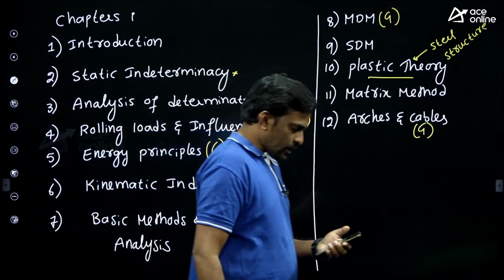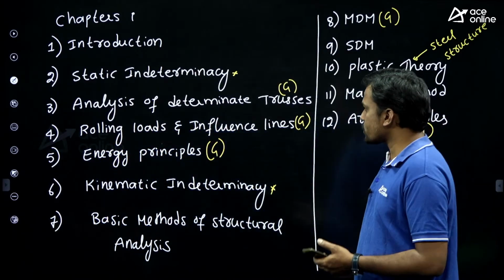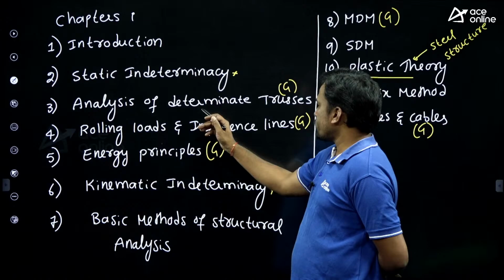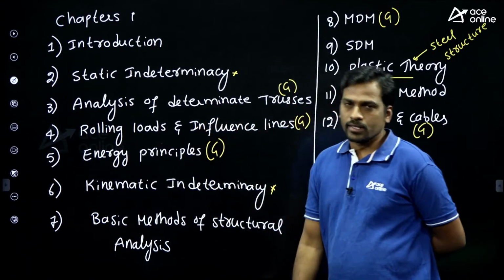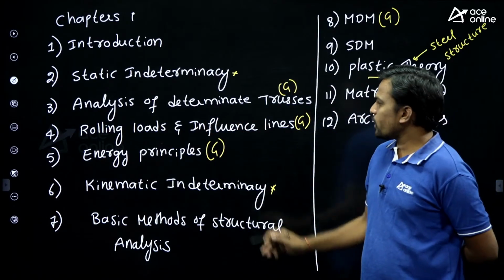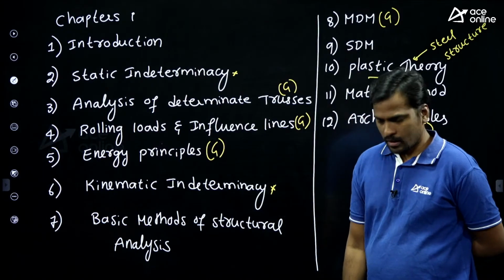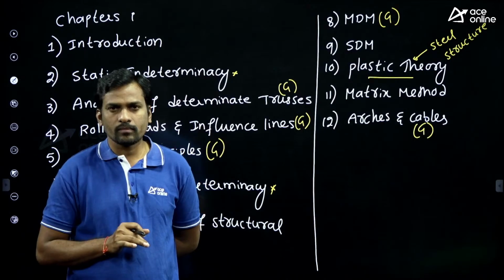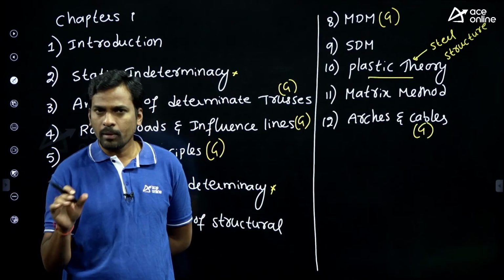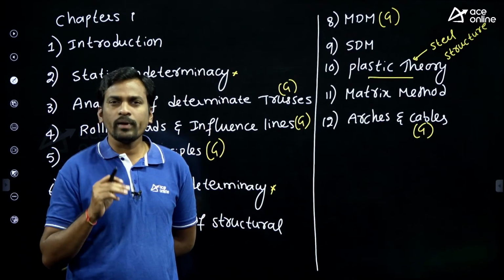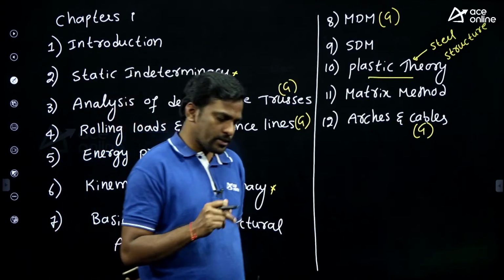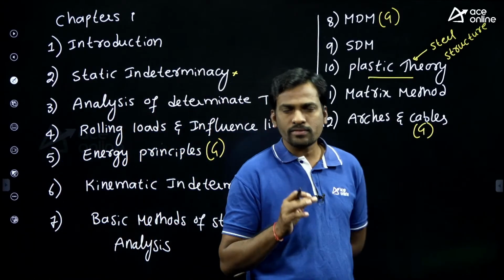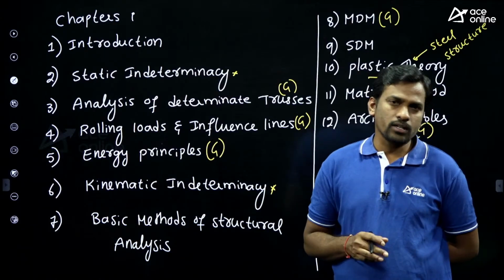Right. Then next, if you see analysis of determinate trusses, only one topic is there here: how to find the forces in the members. I explained two methods, right? One is method of joint, another one is method of section, and I gave shortcuts also.